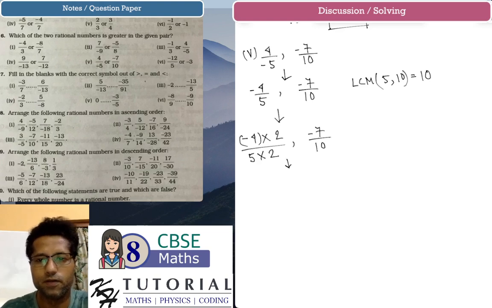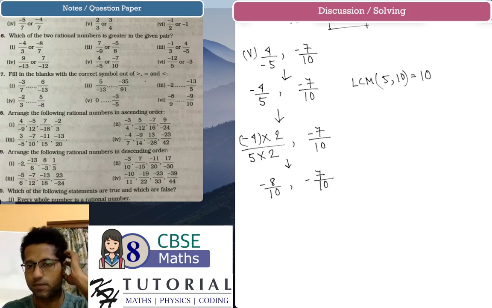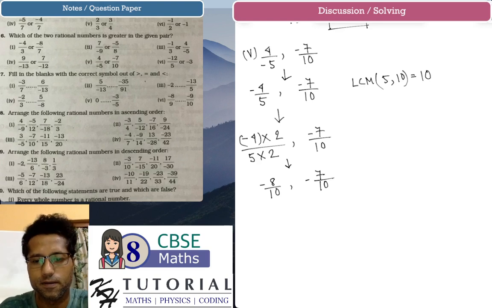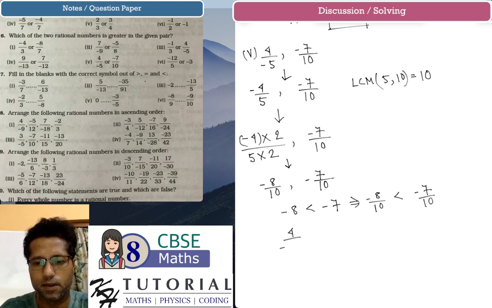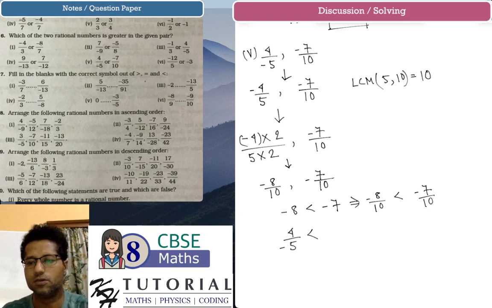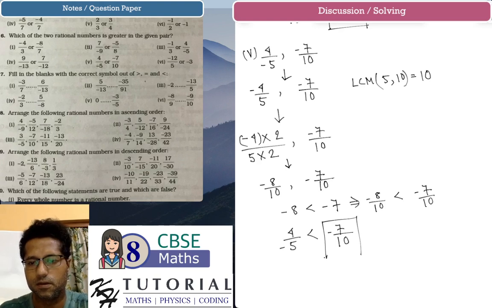So now we got the new pair of rational numbers as minus 8 by 10 and minus 7 by 10. Now since the denominators are same, we will compare by the numerators, and we see that minus 8 is less than minus 7. So this will imply that minus 8 by 10 will also be less than minus 7 by 10. And we know that the original rational number of minus 8 by 10 was 4 by minus 5, and the original of minus 7 by 10 was minus 7 by 10 only. So clearly minus 7 by 10 is the larger rational number.